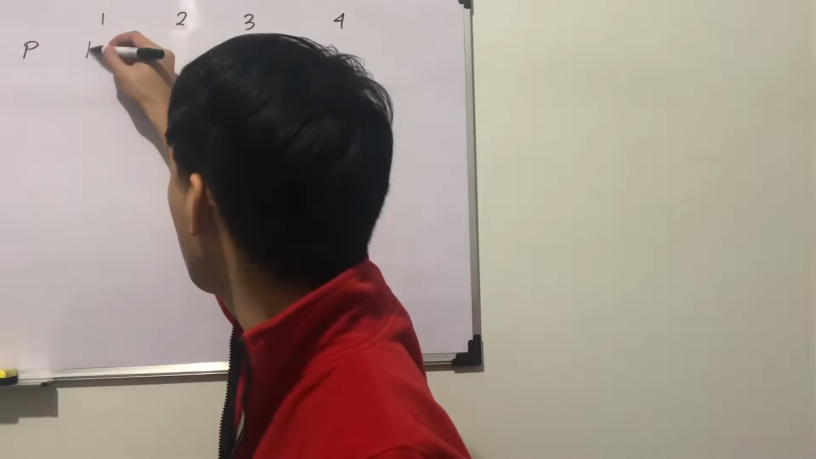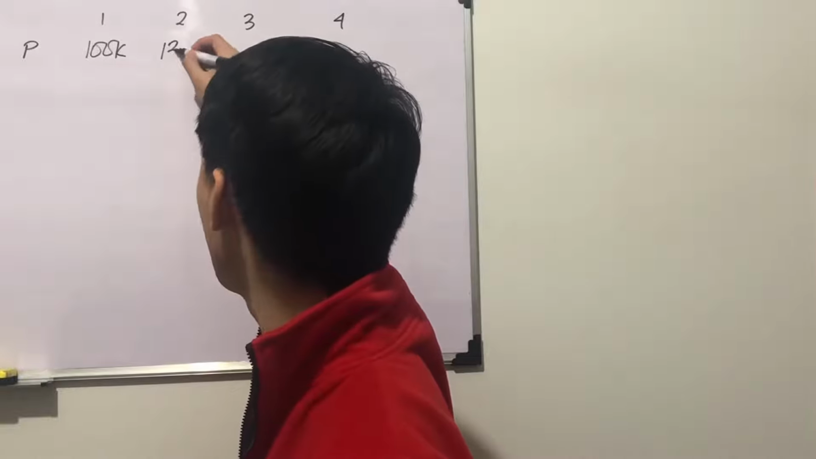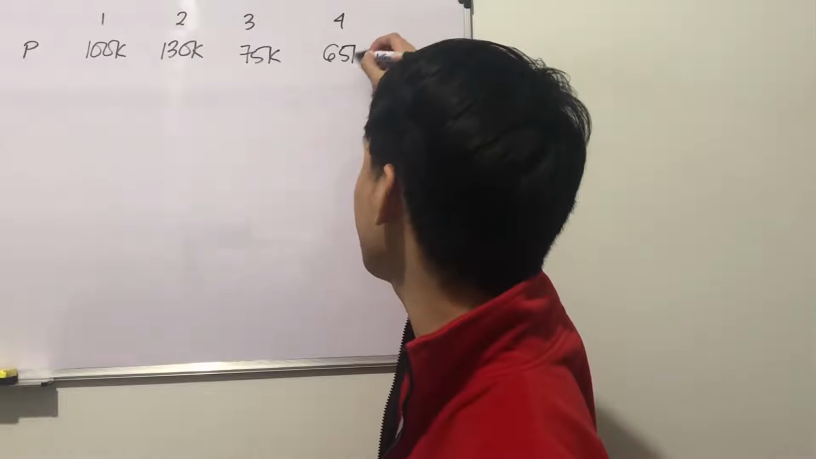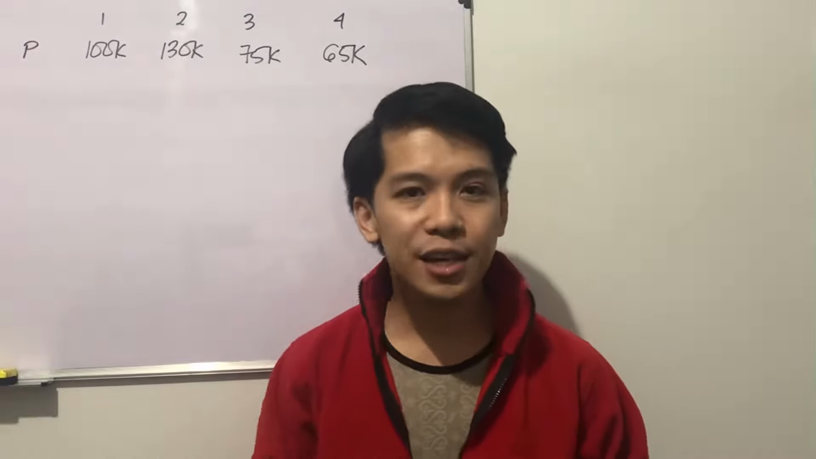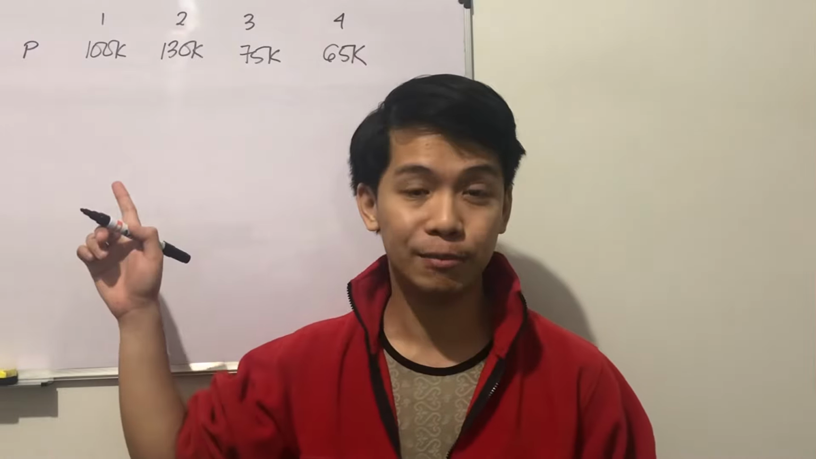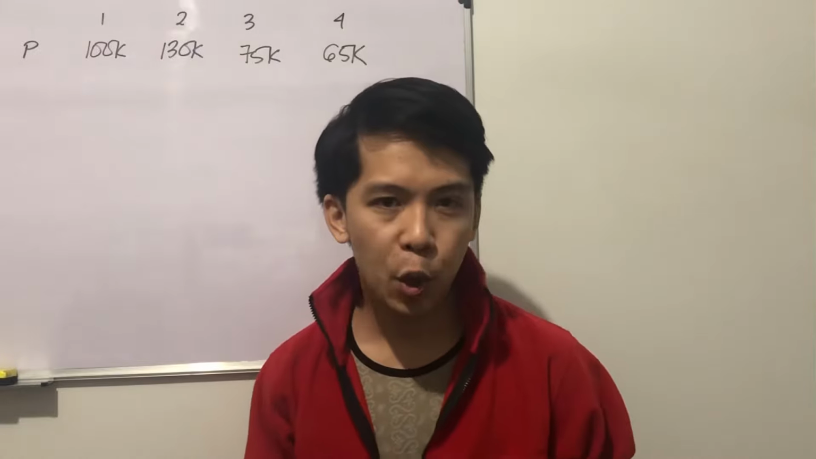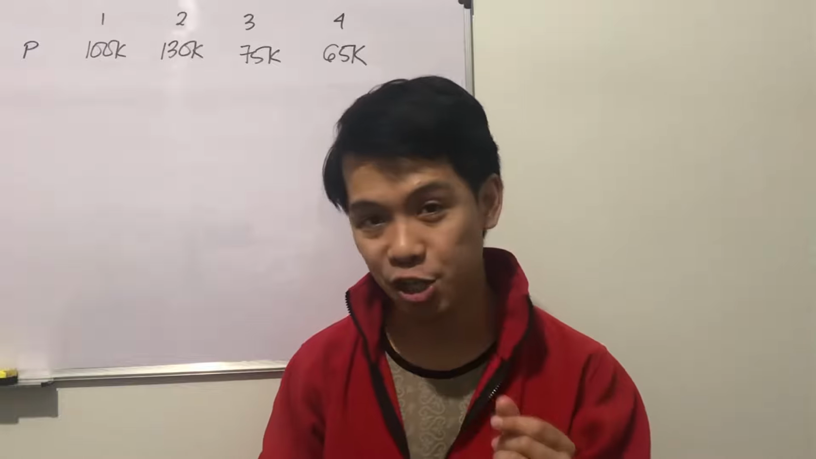So let us consider the profits that are expected to be earned every year. 100,000, 130,000, 75,000, and 65,000. When calculating the payback period, we're actually not interested in profits. Again, all other models would utilize cash flows. We want to know how long it would take for an investment that we have made to be recovered back in the form of cash. That's what the payback period is all about.